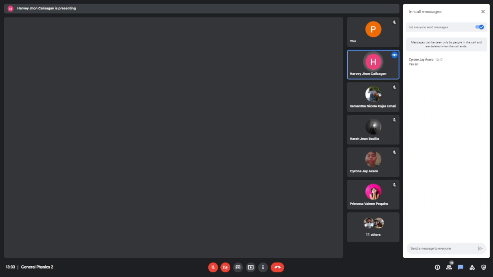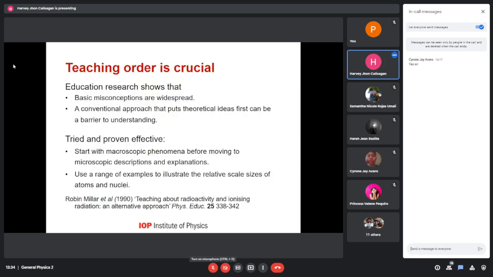So a conventional approach that puts theoretical ideas first can be a barrier to understanding. You cannot judge the person. You can't just dictate to the person, saying, okay, you don't like radiation, so it's bad. No? So you have to be more on the ground. You have to be educated about the concept behind radiation.